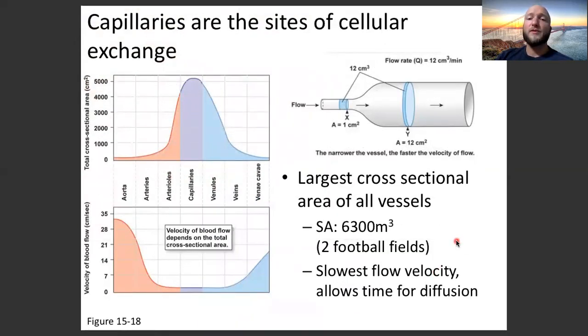So they have the largest cross-sectional area of all vessels. And this actually slows the velocity of blood. So when blood gets to capillaries, because of this wide cross-sectional area, it actually slows down the speed of the blood, which allows for more time for diffusion, more time for things to move in and out. Form and function, once again.